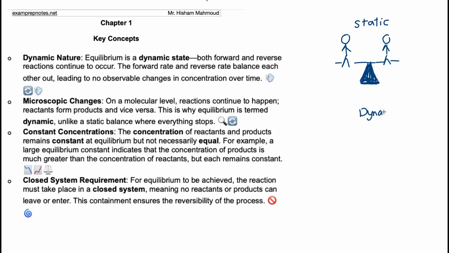So at the end, you see that these two are not moving. This looks static, but actually they are moving. But why don't you see any changes? Because the speed at which this one works is equal to the speed at which the other one works. So my equilibrium is dynamic, not static.